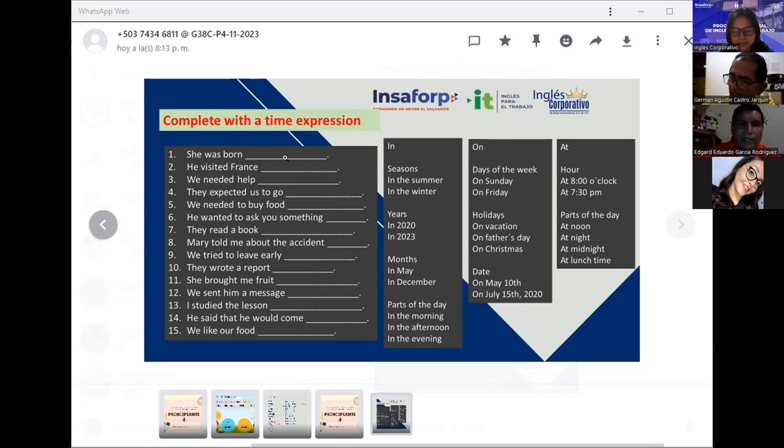Y se podrá escribir aquí. Yo creo que no. No se puede. Para ir escribiendo. Como estoy desde el teléfono, me costó entrar un mundo.